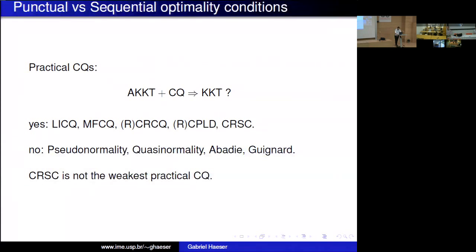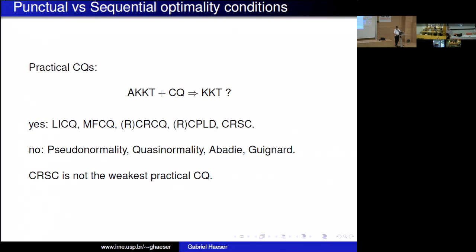Okay, so that's what I said before. What we call a practical CQ is a CQ that guarantees that if your algorithm generates an approximate KKT point, you are in fact getting a KKT point. So every other one is a practical CQ, but these other ones are not. And it turns out that in this condition, the constant rank condition, is not the weakest practical CQ.